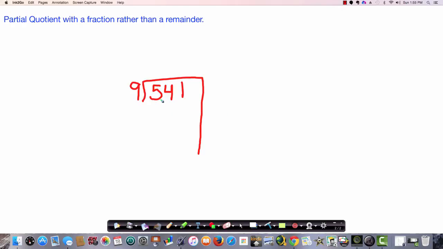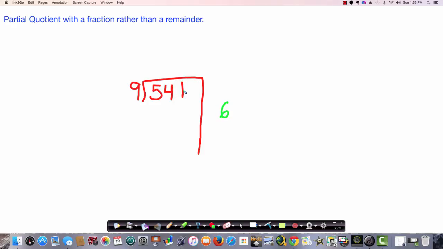So here's an example. I have a dividend of 541, and the 9 is going to go into that, but it's not going to go in evenly. This is going to have a remainder, which we're going to change into a fraction. So here we go. I look at this again, I cover up the 1, and I know that 9 goes into 54 6 times. So I'm going to write 6 here.